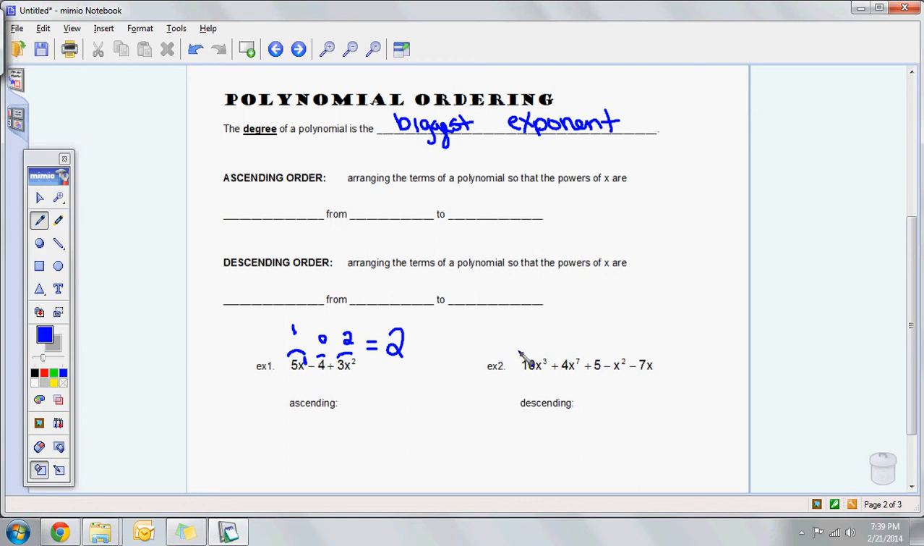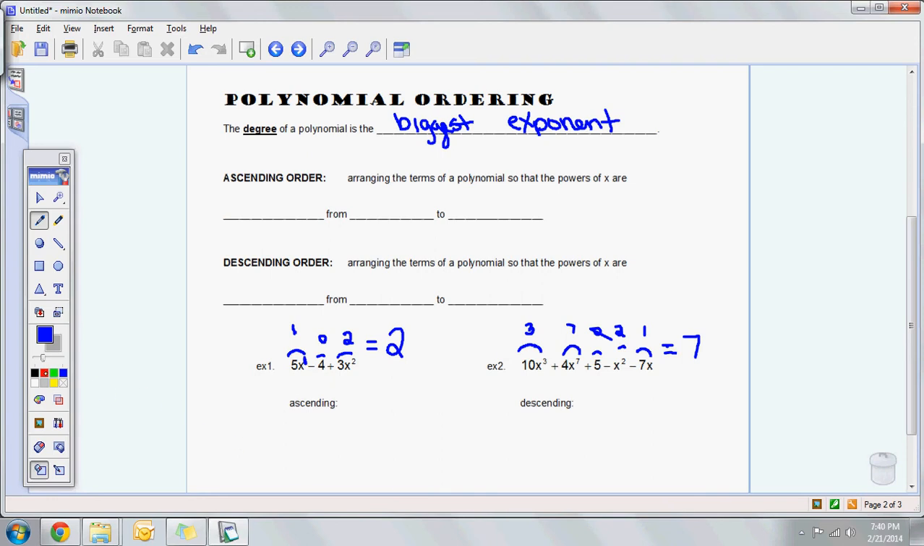Let's look at this one. The exponent of this term is 3. The exponent of this term is 7. 0. 2. And then a 1. So you're going to take the biggest exponent that you see. So the degree of this polynomial is 7. Okay, easy enough, not too bad.